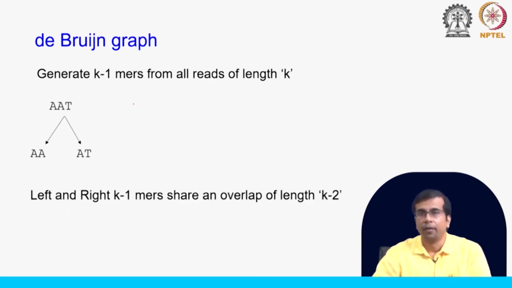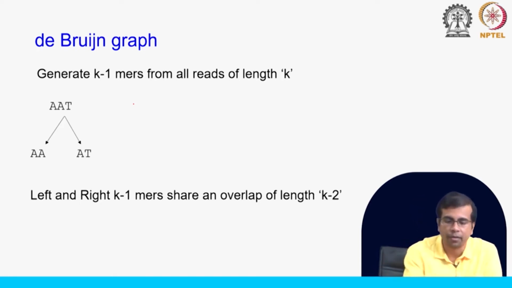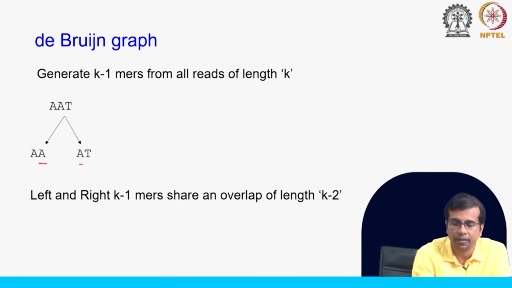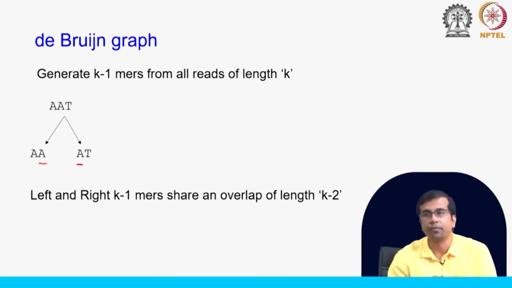Now, one of the things you might ask is, why are we doing this? What is the point of splitting these reads into (k minus 1)-mers? Once you have split them, you will notice that the left and right (k minus 1)-mers share an overlap of length k minus 2. For this one, you can see this A base is common between the two. Here k minus 2 equals 1, so the overlap is of length 1. If k minus 2 is 5, the overlap will be of length 5. We will see more examples in this class and the subsequent class, where the overlap is k minus 2.